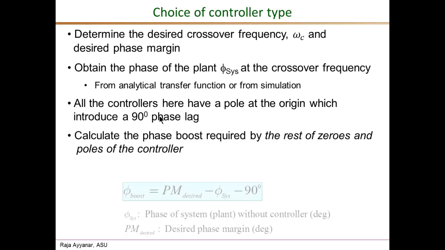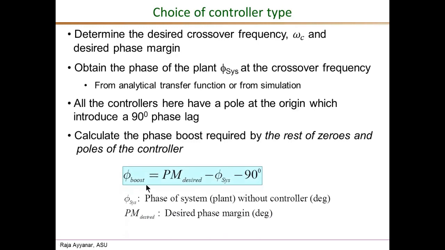Okay. So the formula for the required phase boost is given here. It is PM, the desired phase margin, minus phi sys, which is the phase of the entire plant except for the controller, minus 90 degrees. That is the formula for the phase boost. So let's look at how that was obtained. Okay, so we know the definition of phase margin.